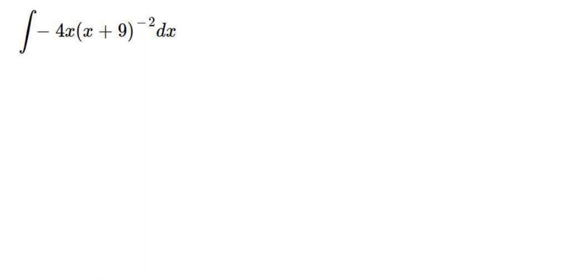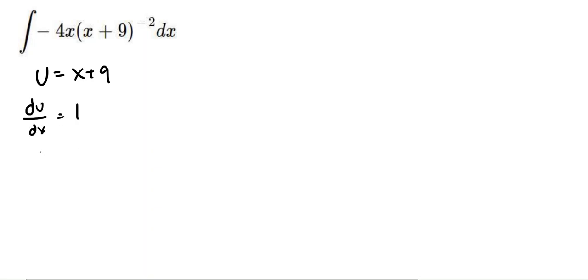In this video, I'm going to be doing some more examples of integration using u-substitution. So the first thing that we always do is identify what u is. So in this case, u is equal to x plus 9. And we want to take the derivative of that. The derivative of u with respect to x in this case is just 1. So therefore, dx is simply equal to du.